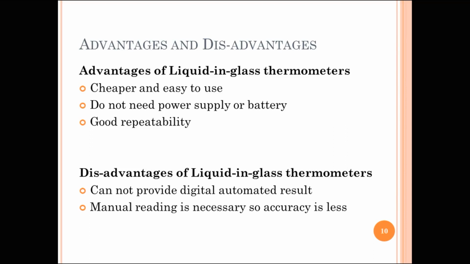Third one, it has good repeatability. And the disadvantages are: it cannot provide digital automated result. And second one, manual reading is necessary, so accuracy is less. We have to read it manually, so there may be observation errors arising while measuring the temperature.